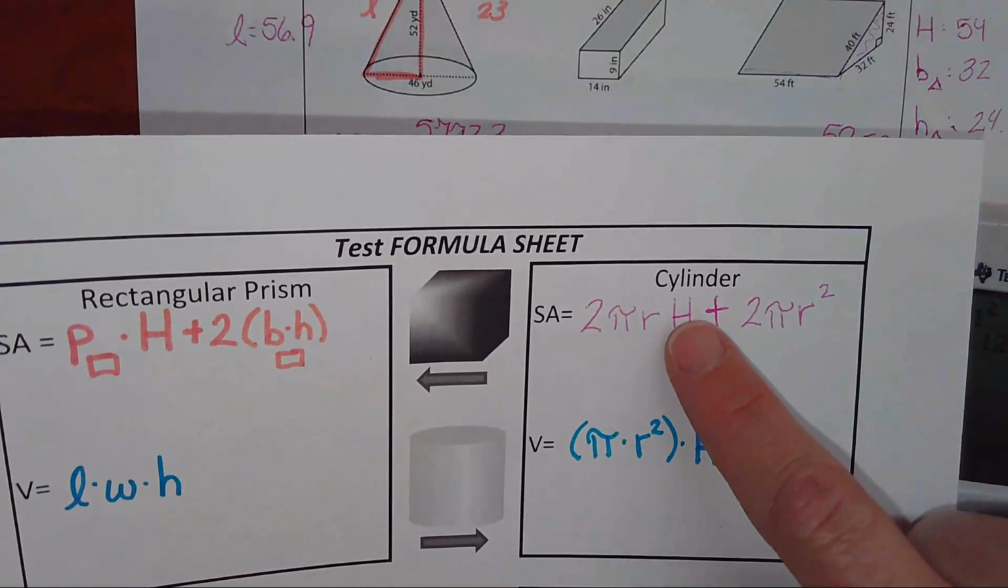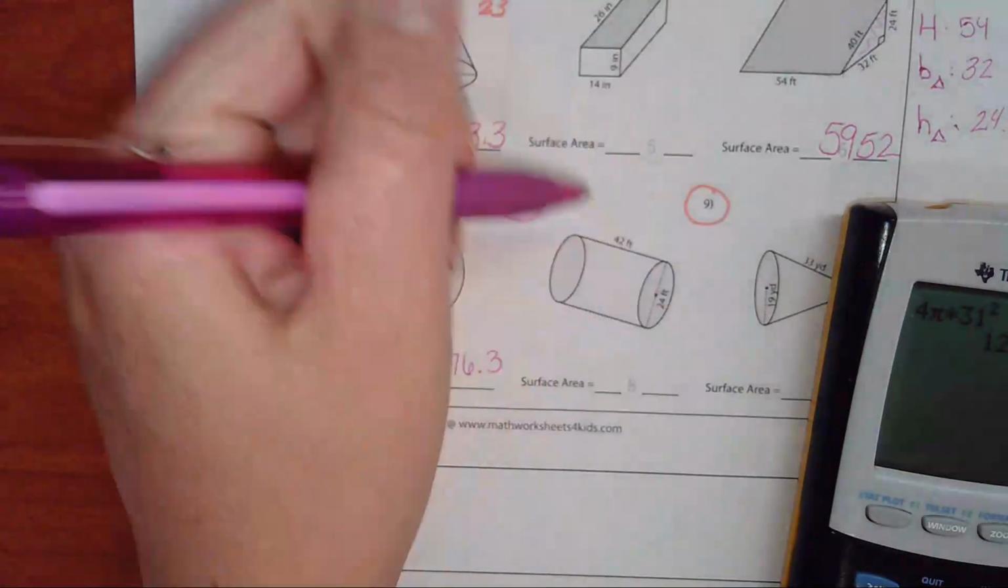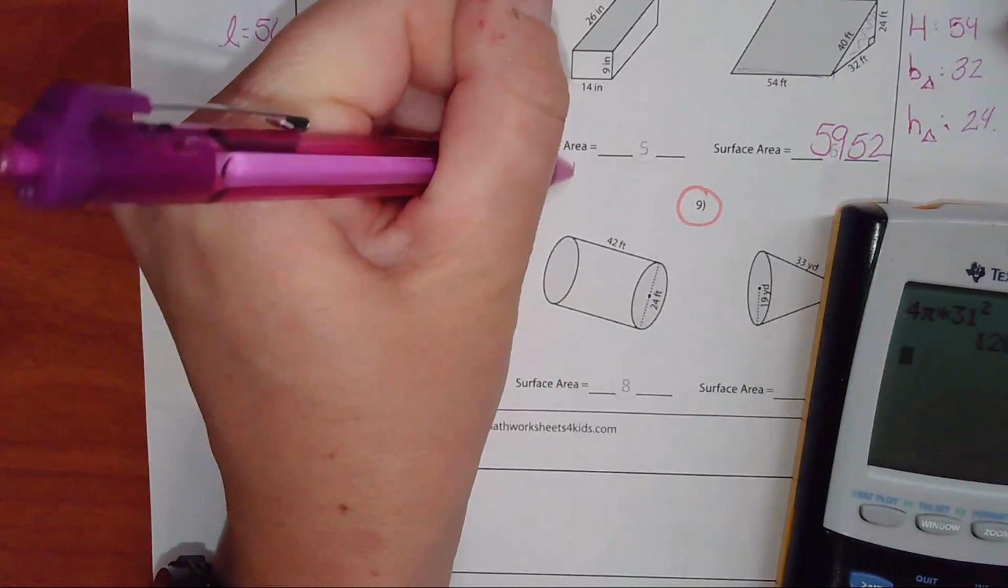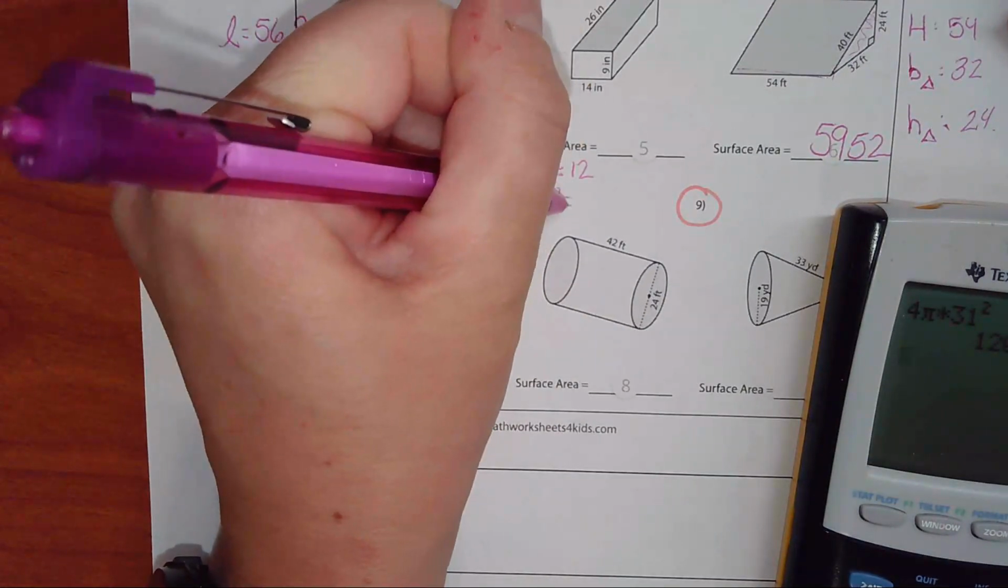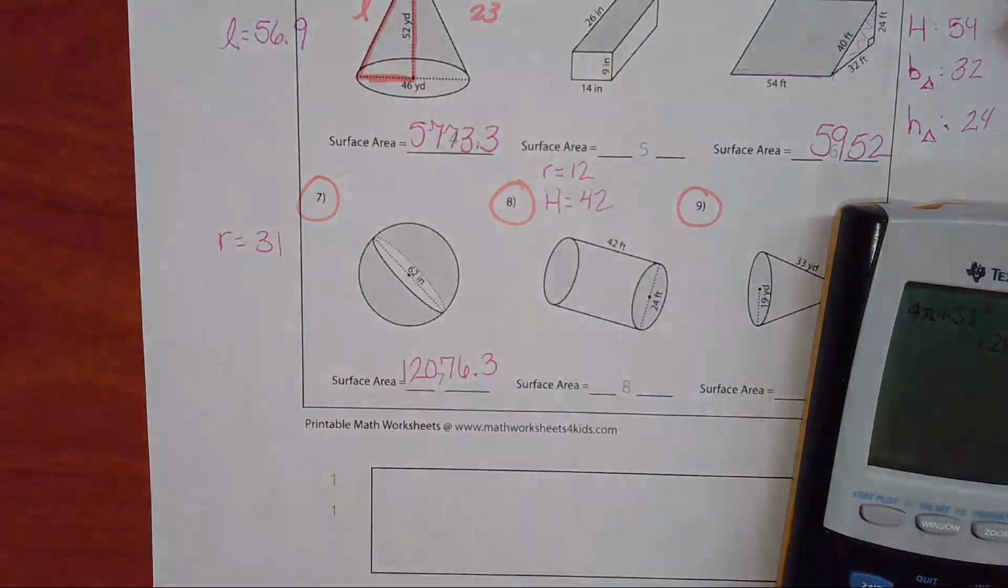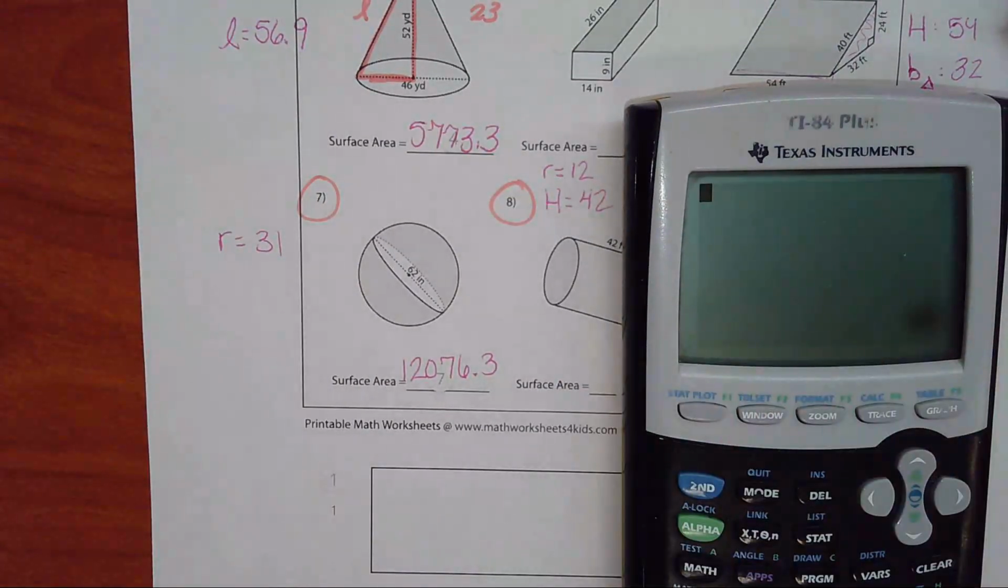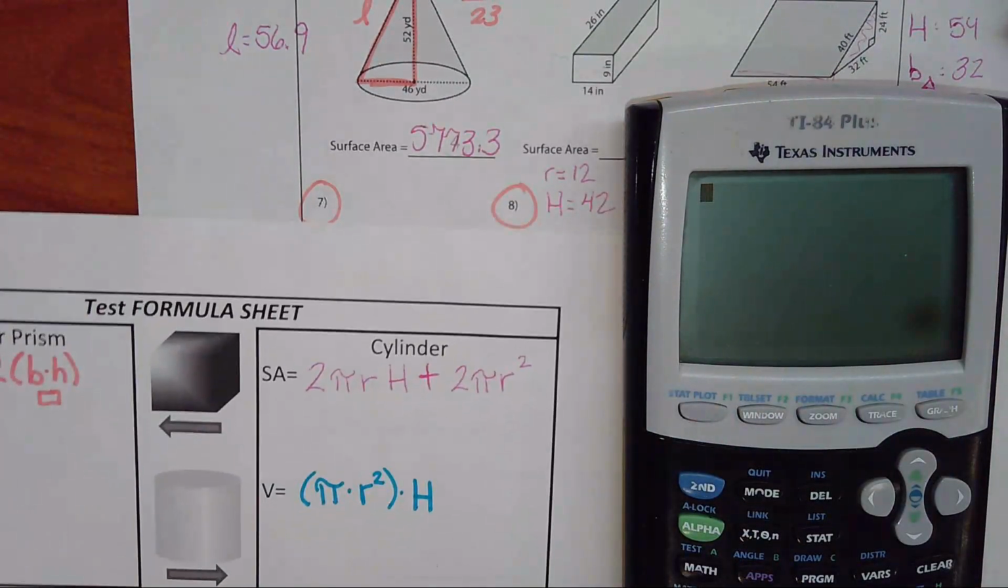A cylinder, for a cylinder, you only need 2 pieces of information. You need to know the radius and the height. They don't give you the radius again, so you got to cut that in half. And then the height is 42. This one, it can get a little tricky when you're plugging it in. You have to be a little careful with it.